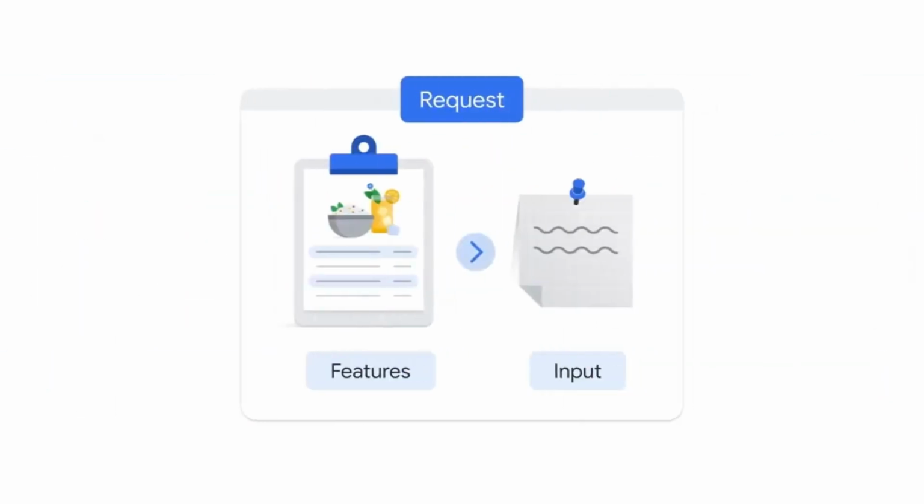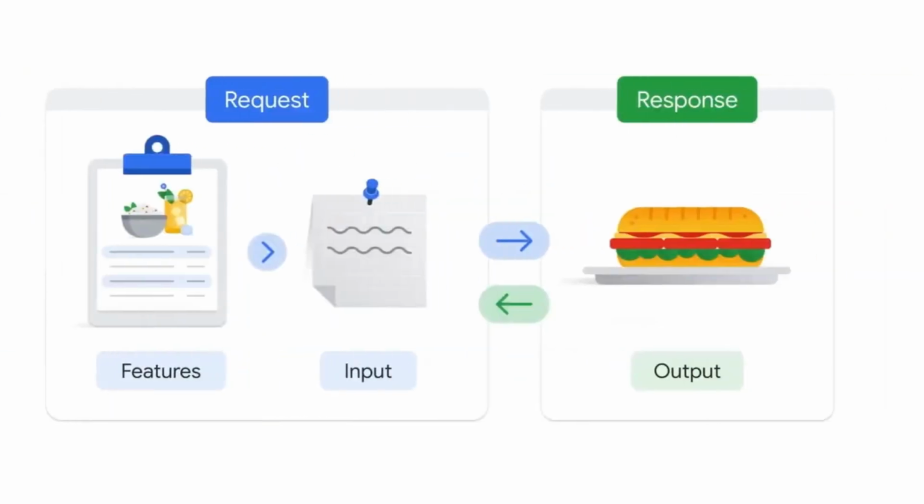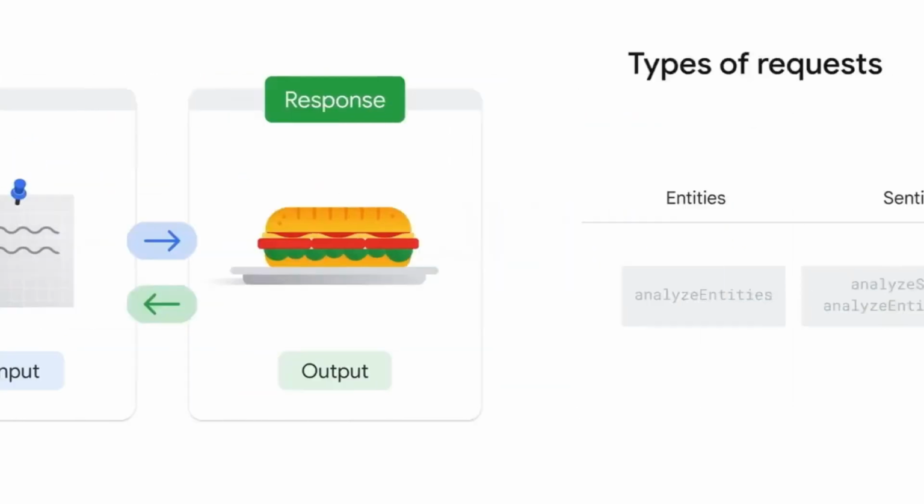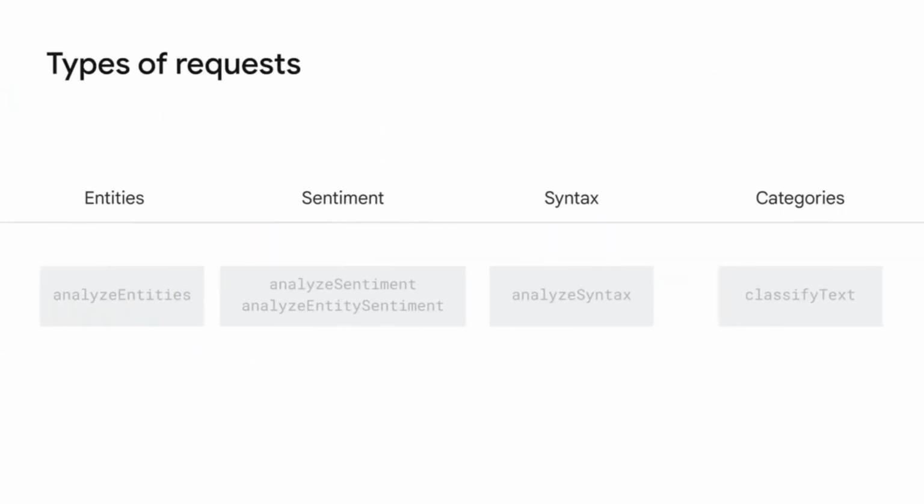Like a food order, the input is how you construct the requests. Then, the sandwich you receive after you place the order is the response, or output. With this, you can determine next steps. So what are the different types of requests that you can make? The Natural Language API provides several methods for performing analysis and annotations on your text. You'll practice with most of them in the lab.